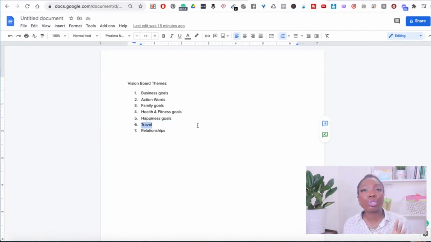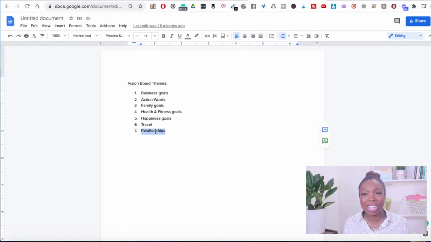Number 6 is travel. Do you want to travel? Again, when it comes to happiness, traveling is one of the things that really helps me to boost my happiness goals. So you can imagine what happened during the pandemic when we couldn't travel. I had to find other ways to be happy. But anyway, travel is on the list.